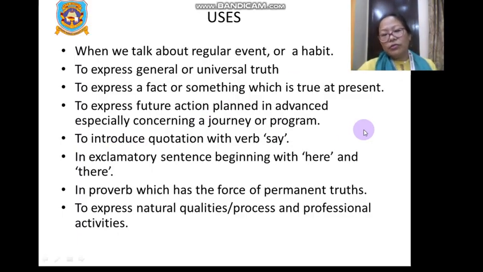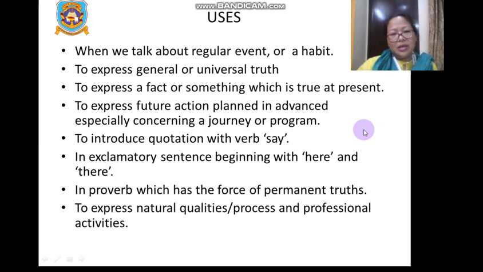So these are the uses of present simple tense. When do we use present simple tense? These points are given very nicely in your textbook. When we talk about a regular event or a habit, for example, I take milk before bed. I is the first person, take is the verb, so it takes the root form. She takes, she is the third person, so it will become she takes milk before bed.